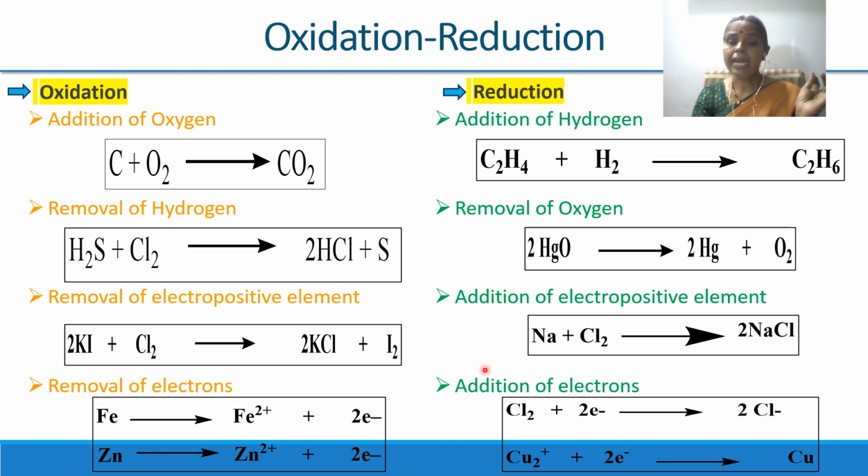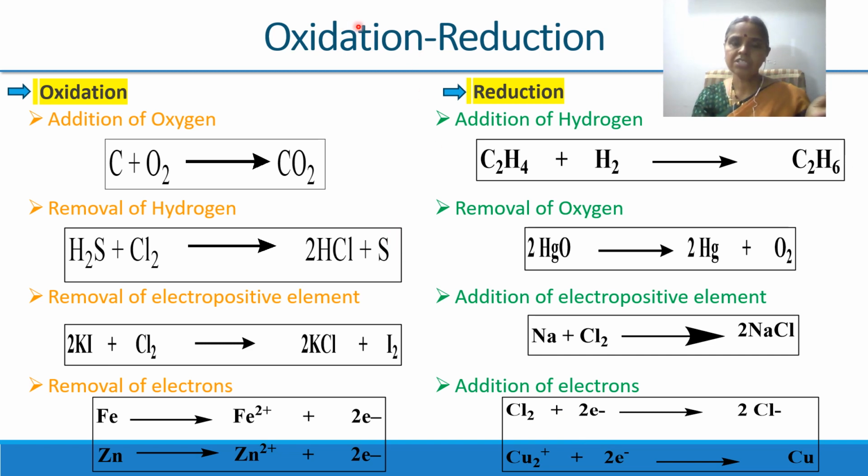You can see here, addition of electrons is reduction, removal of electrons is oxidation. Two chlorine atoms take 2 electrons to form 2 chloride ions. Formation of 2 chloride ions is reduction. Similarly, Cu2+ is taking 2 electrons to form copper metal, which is reduction. So +2 becoming 0 is reduction. 0 becoming -1 is reduction. So addition of electrons is reduction.